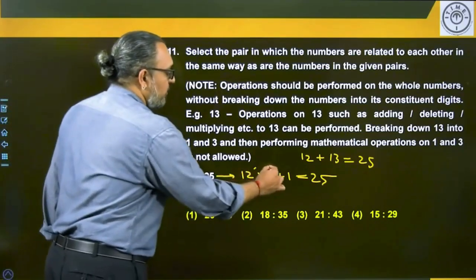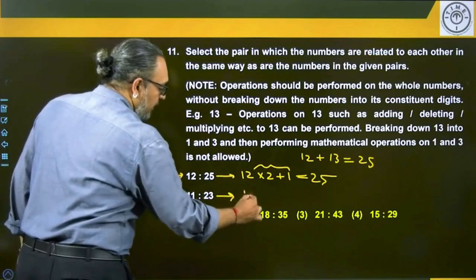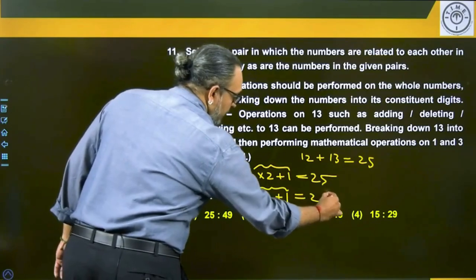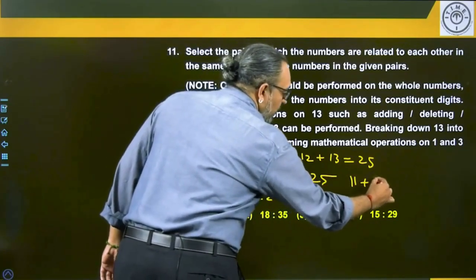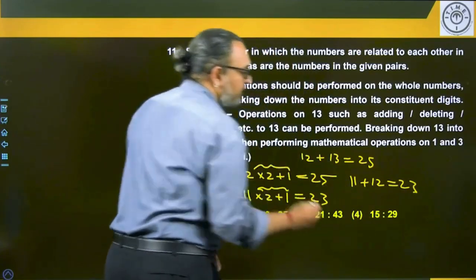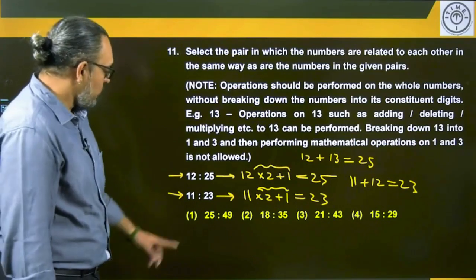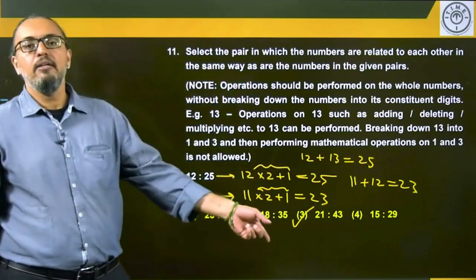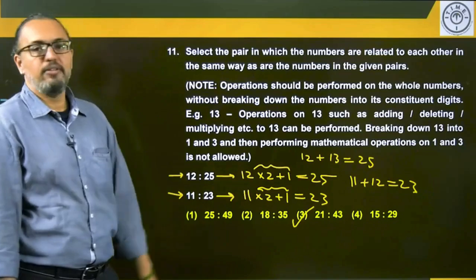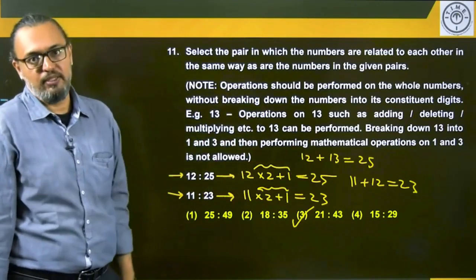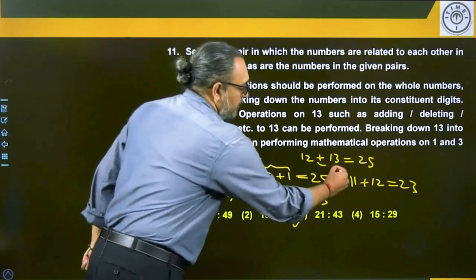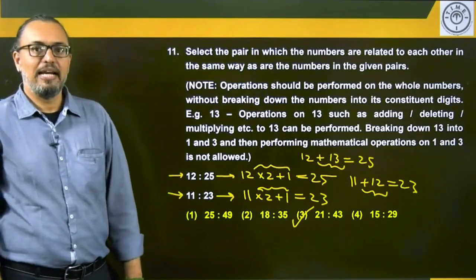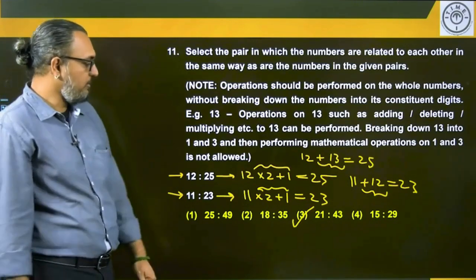Or you can do into 2 plus 1. The same thing if I do here, 11 into 2 plus 1, am I getting 23 here? Yes. Or I can also take 11 plus 12, which is the next number of 11, and you get 23. Correct? Now in the same way, which number am I getting? It is the third option. You have 21 plus 22, you add the next number, you get 43. Or 21 into 2, 42, plus 1, 43. So that is the logic. Either you add the next number to the first number or you take into 2 plus 1 to get the second number. Third option.